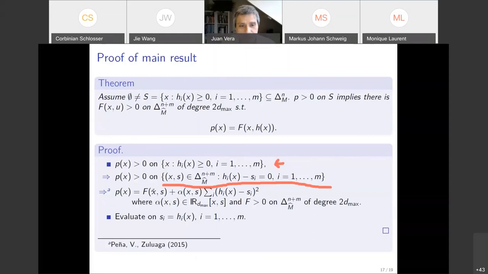And some other polynomial, an unrestricted polynomial here, multiplied by this sum of squares, is equal to p. So I can represent p in this way, and this is because of this equalities theorem. And then once I replace s_i by h_i, all these terms cancel. So if I do the replacement s_i equal h_i, this part cancels, and then I just get f of x, h. So I get that p can be written in this way. Okay, any questions here?